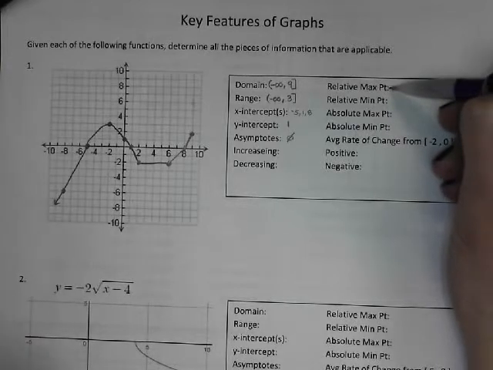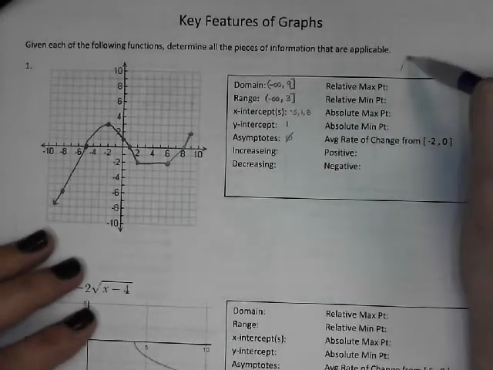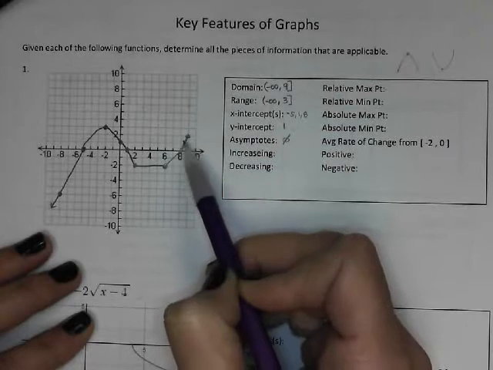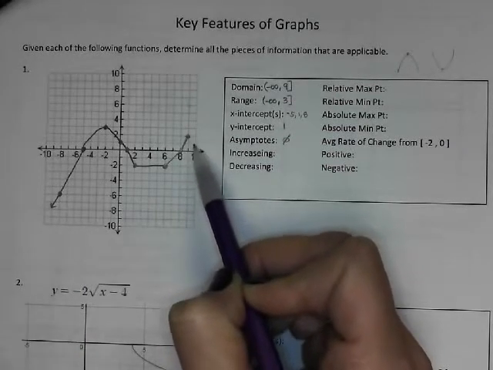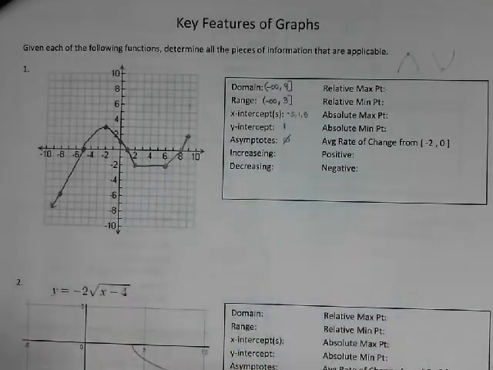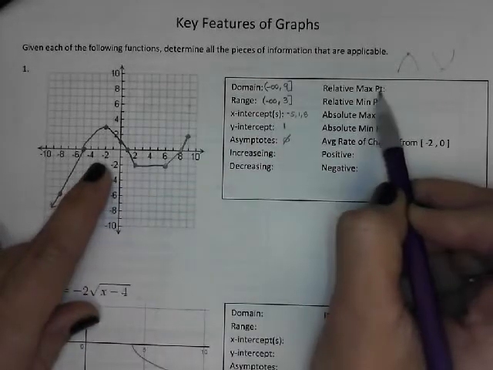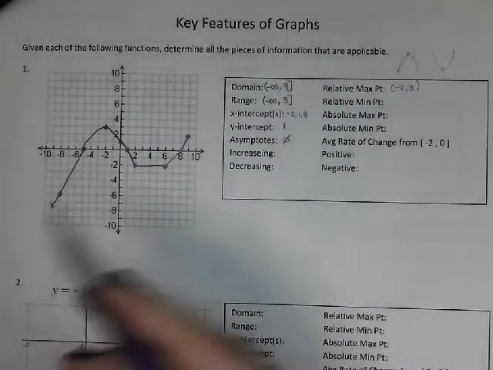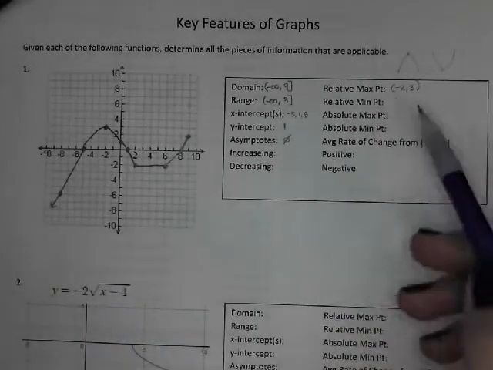Let's move over here. Relative maximum point. So relative means it's like the top of a mountain or the bottom of a valley. This is not relative because it doesn't turn around. So that can't even be in the running for relative. It has to be an actual turnaround point. So this is a relative max. The point it's asking for is at negative 2, 3. And we don't have any other peaks, so that's the only relative max.